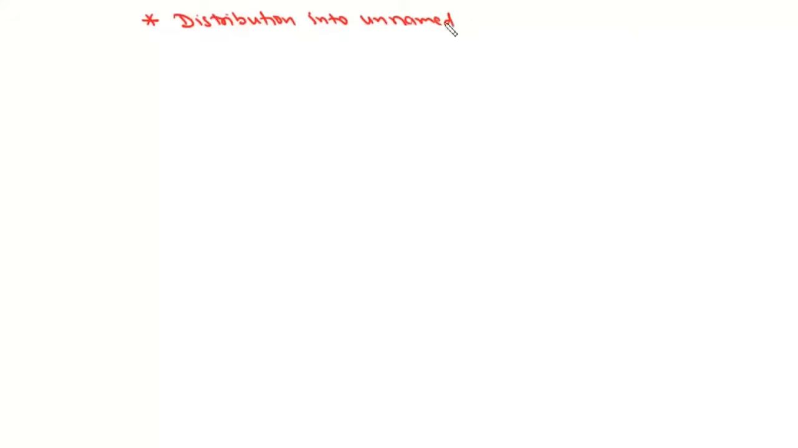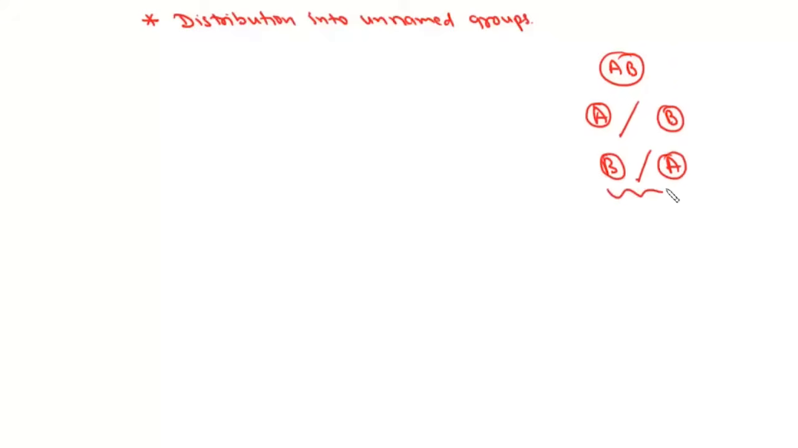And we'll consider distribution into unnamed groups. When I say distribution into unnamed groups, it simply means that the different groups cannot be identified among themselves. So suppose I have two objects A and B, and if I distribute them, I can distribute them as A and B. Now here, B and A and B are considered the same configuration. So these two groups are indistinguishable.